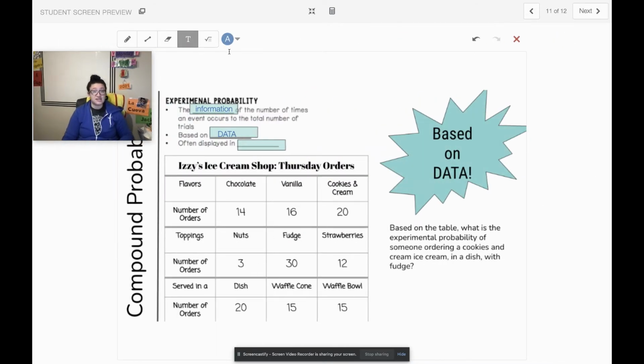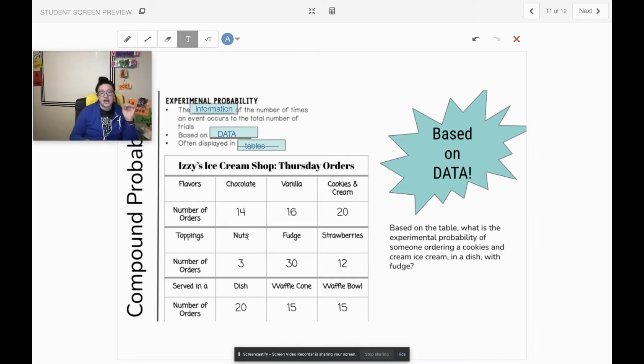Now we have this table. Oftentimes we see these posted in tables. We have information from Izzy's ice cream shop, her orders on Thursday. Now we're going to find the probability based off of this information. That first box up top has the 3 different flavors of ice cream that Izzy had that day. She had chocolate, vanilla, and cookies and cream. And then below those, it tells you how many people ordered each of those flavors.